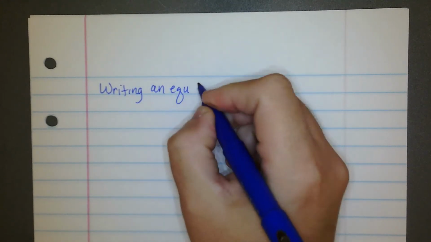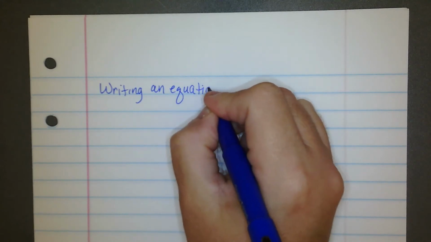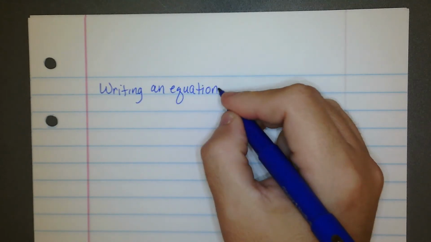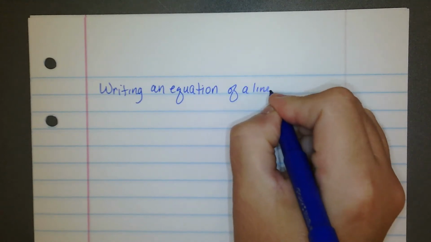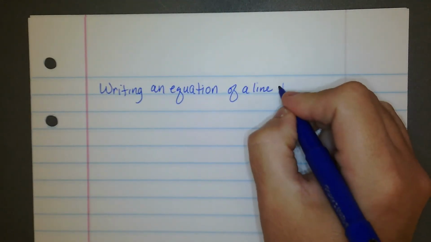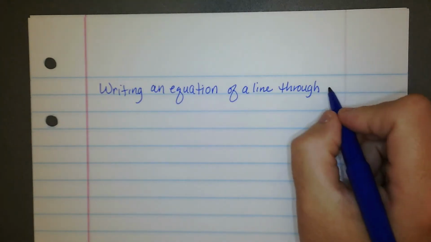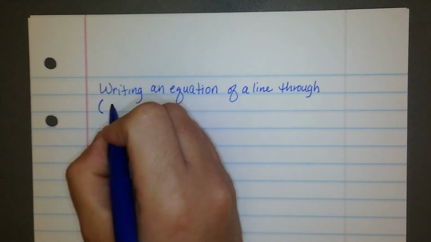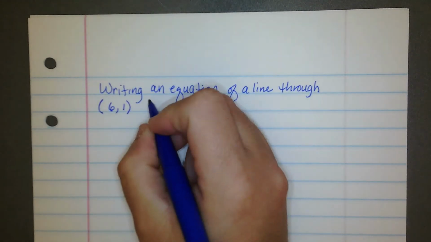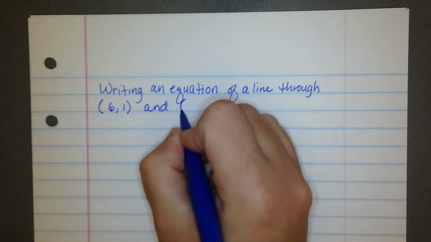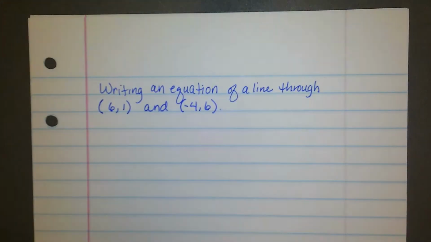This is a specifically very important skill to have for calculus. So we want to make sure that going in to calculus from pre-calc that you are solid at this skill. And I'll put the coordinates here, (6, 1) and (-4, 6). Okay, so writing an equation of a line through (6, 1) and (-4, 6).